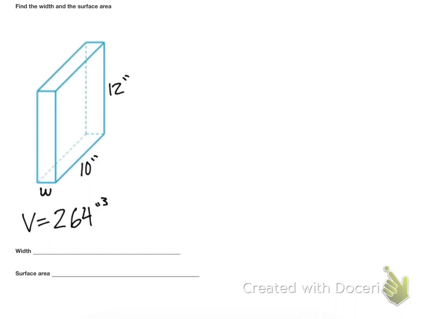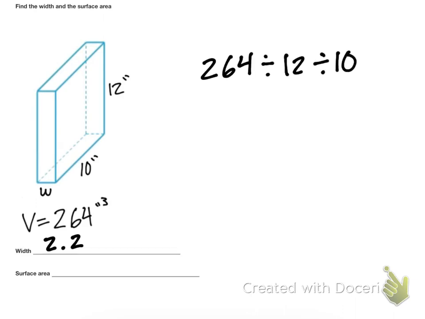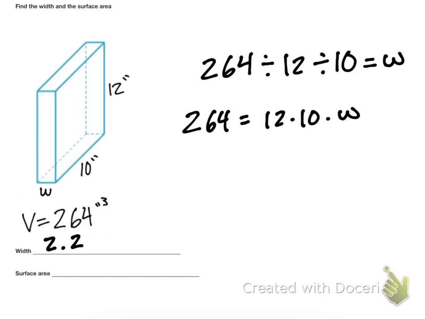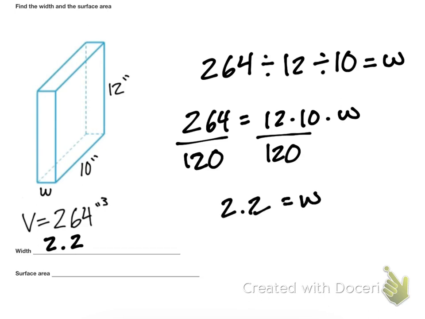Kyle, what did you get for width? I'm looking at the chat, and a lot of people are getting this right. Excellent. So we do that division, and we find out our width is 2.2. So if you're following this, it's 264, and then we divide it by 12, and we divide it by 10, and that's going to be equal to our width. What we did is we isolated, because it's 264 equals 12 times 10 times W. 12 times 10, that's 120. So we want to divide each side by 120. When we use our calculators, we get our width is 2.2.